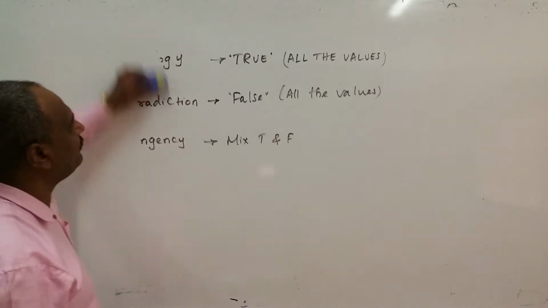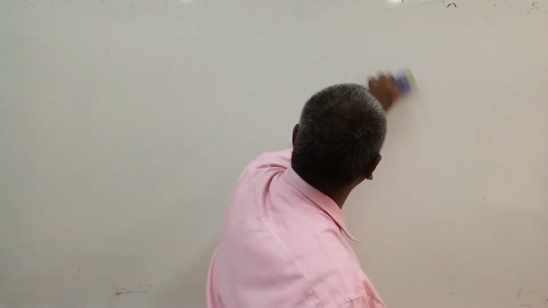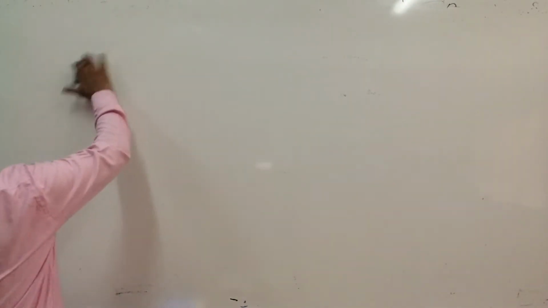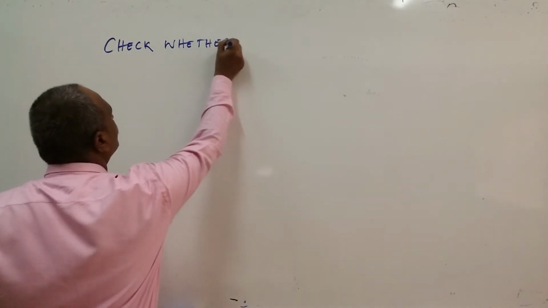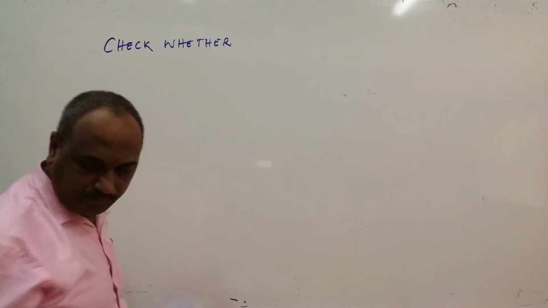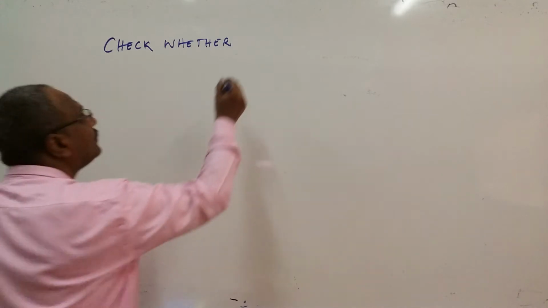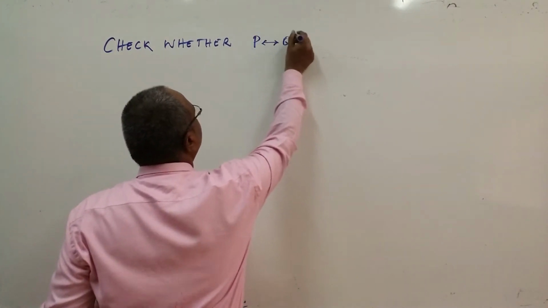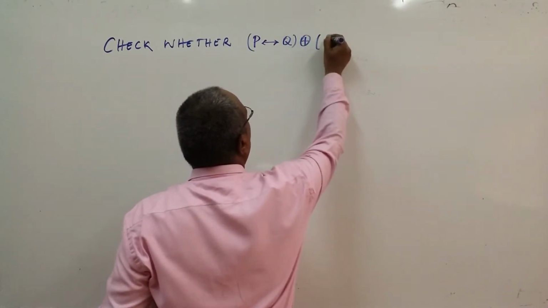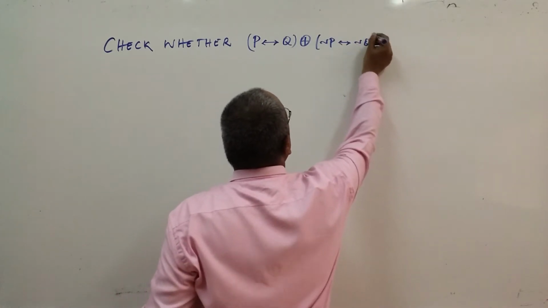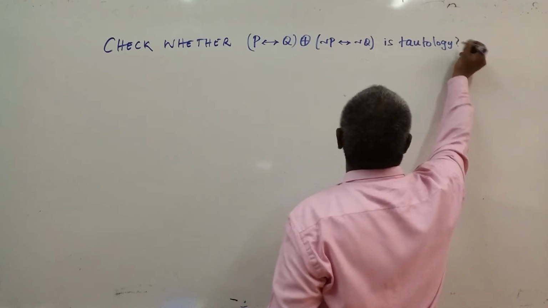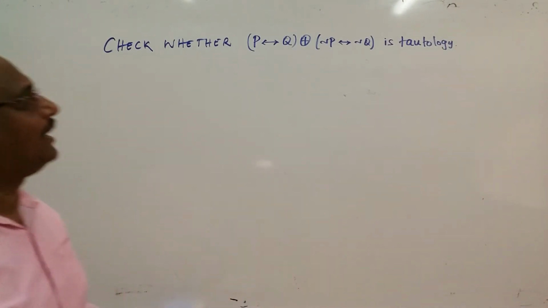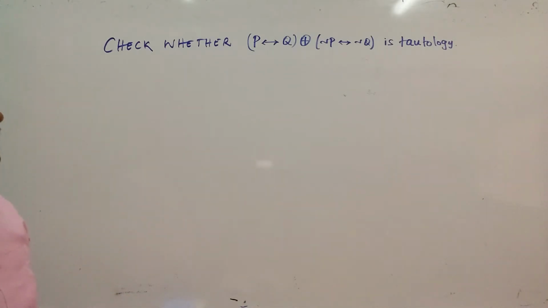See, for example, the question will be: check whether P double implies Q, exclusive or, negation P double implies negation Q, is a tautology. Let me take an example. Check whether P double implies Q exclusive or negation P double implies negation Q is a tautology.